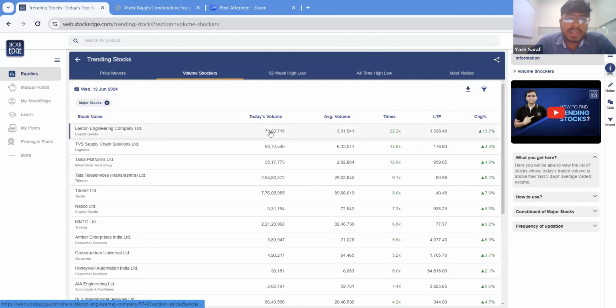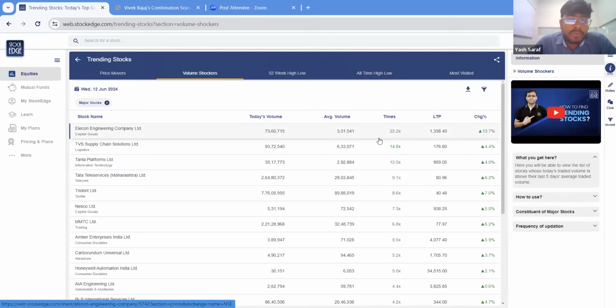यहाँ पे आपको today's volume दिख रहा है, that is 73,60,715, and इसका average volume जो है that is 331. So let me tell you, average volume is volume of previous 5 trading days. So ये जो 3,31,541 जो volume है that is the average volume of previous 5 trading days. So इस स्टॉक का जो volume है that has crossed 22.2x today, right? 22.2x is a very very huge growth.